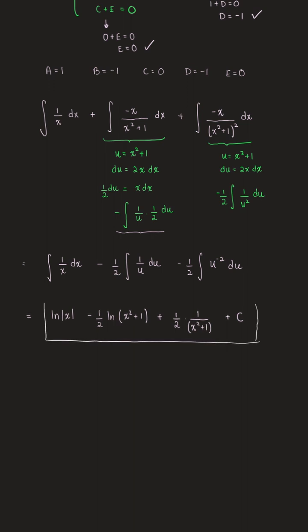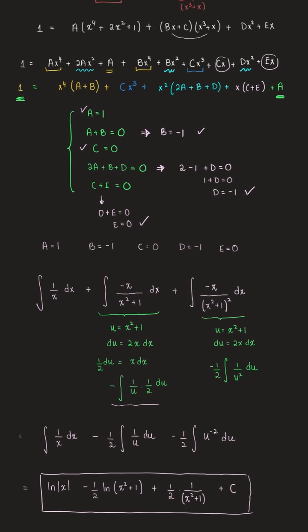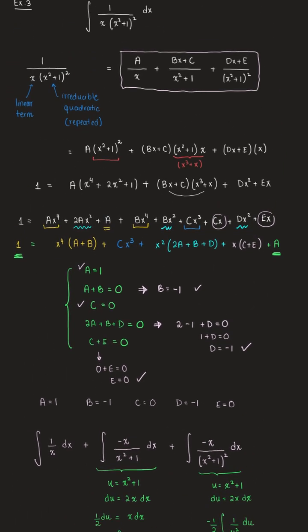And this one was important to do because it showed us how to tackle those terms that have an irreducible quadratic in the denominator, where we need a linear term in the numerator. And if it's repeated, then we need additional linear terms for each power of the x squared plus 1 that was repeated.